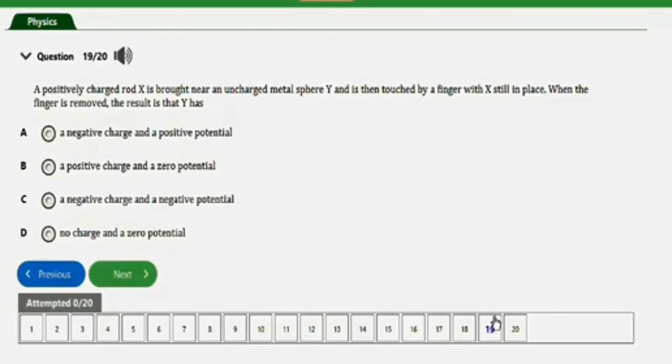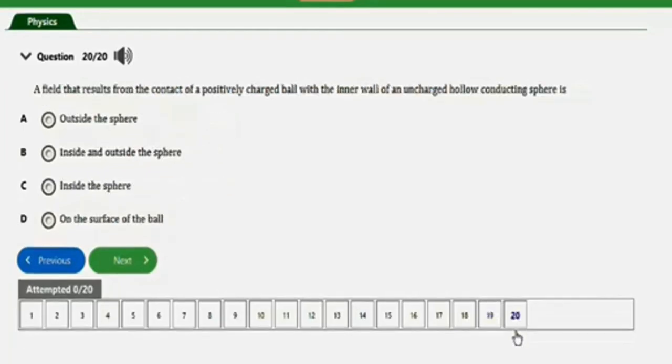The last question here before we end this video is this one. It says a field that results from the contact of a positively charged ball with the inner wall of an uncharged hollow conducting sphere is, we have option A, outside the sphere, option B, inside and outside the sphere. We have option C, inside the sphere, option D, on the surface of the ball. So the right option to this question is option B, which is inside and outside the sphere. So that's it for this question. Option B is the right answer to this question.